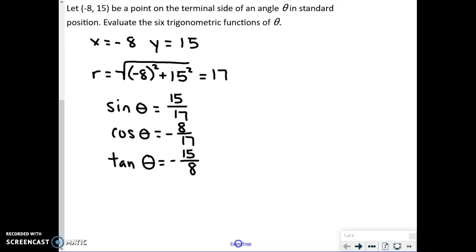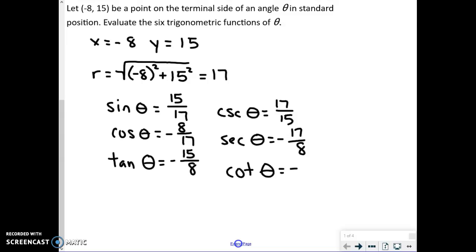The other trigonometric values, remember, are the reciprocals of these. So the cosecant of theta would be equal to 17/15. The secant of theta would be equal to negative 17/8, and the cotangent of theta would be equal to negative 8/15. So again, that's using the point that the terminal side goes through, and we found the length of r, or the length of our radius in that circle, at 17 using the Pythagorean theorem.